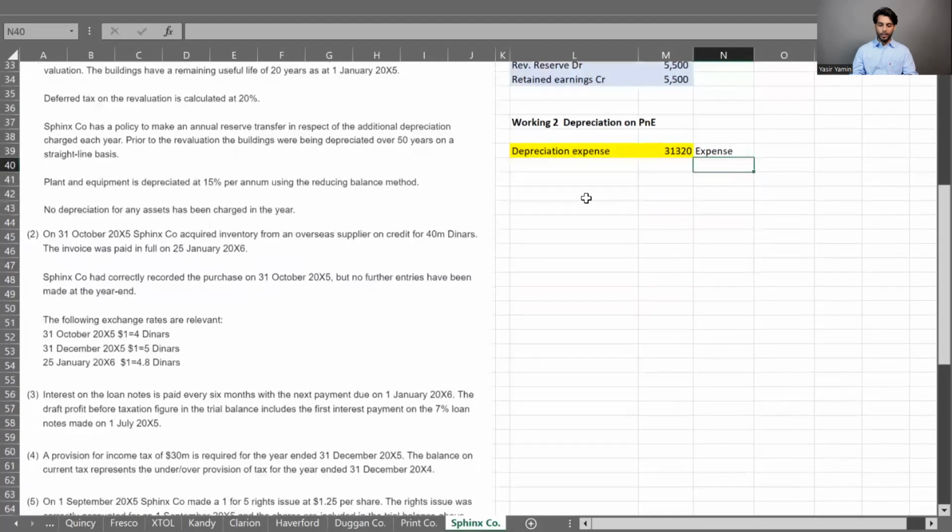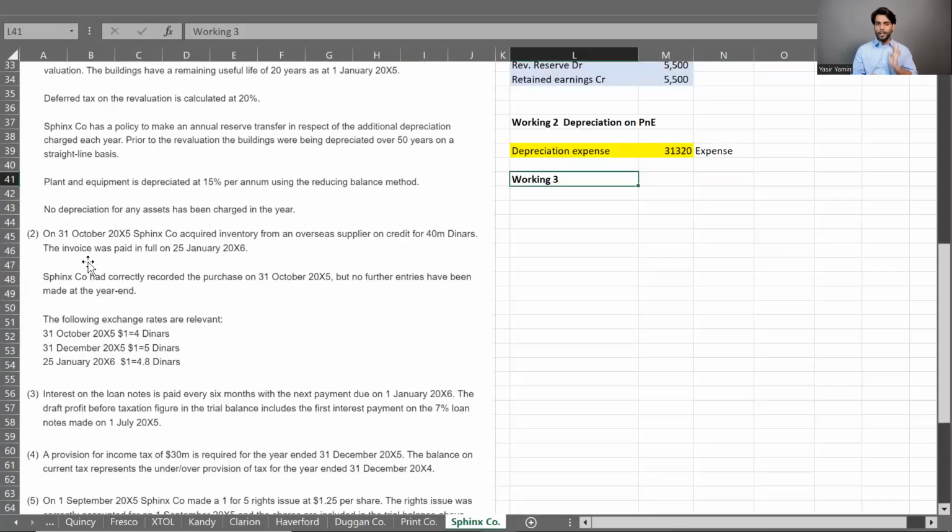Very good. So working number 3. Now working number 3 is related to my friends note number 2, and this might be a bit new for you. So please make sure that you understand very clearly what I'm trying to say. You see, on 31st of October 20x5, you have a year end of 31st December x5, and they are talking about 31st October x5, right?